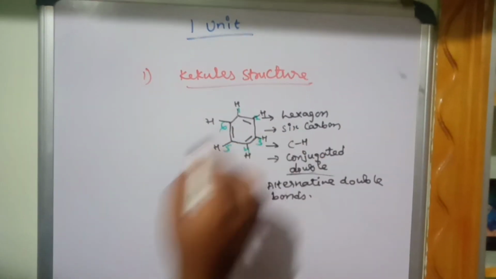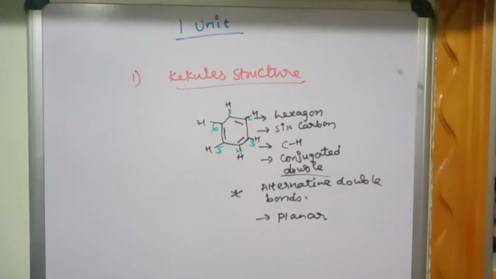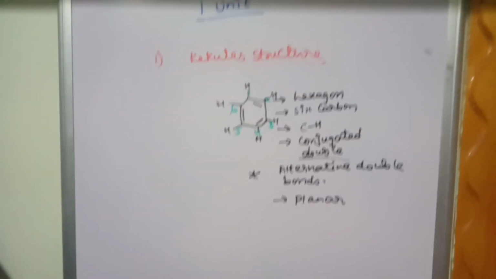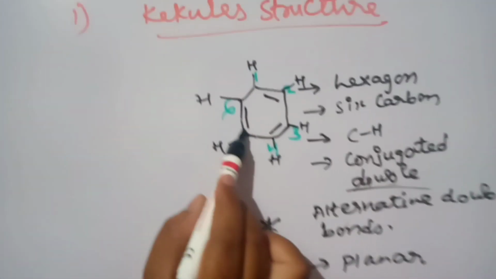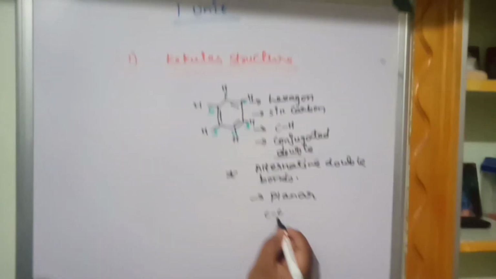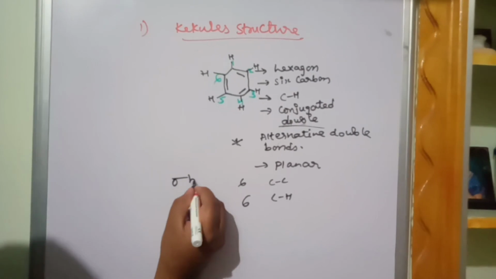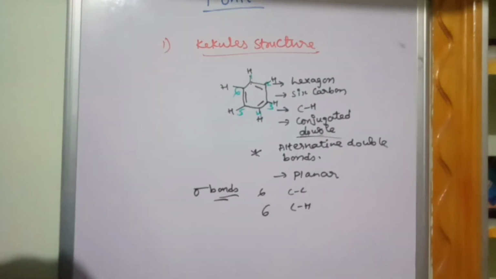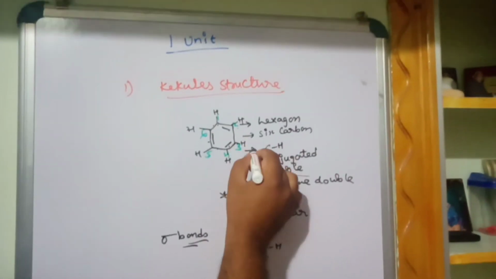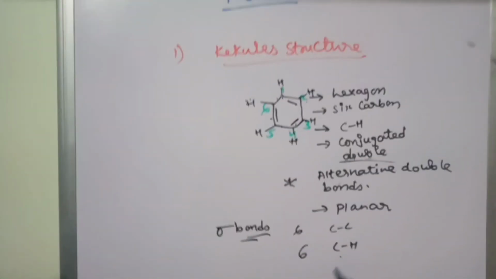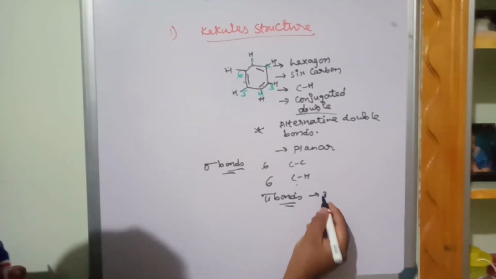Kekulé said that it is hexagonal in shape and planar in structure. The other point is that they are planar. So what type of hybridization it contains, and how many sigma bonds are there? C single bond C are 6. Carbon and hydrogen bonds are also 6. These are sigma bonds: between carbon and carbon 1, 2, 3, 4, 5, 6, between carbon and hydrogen 1, 2, 3, 4, 5, 6. How many pi bonds are there? Pi bonds mean double bonds: 1, 2, 3. So pi bonds are 3. So they are planar in structure.